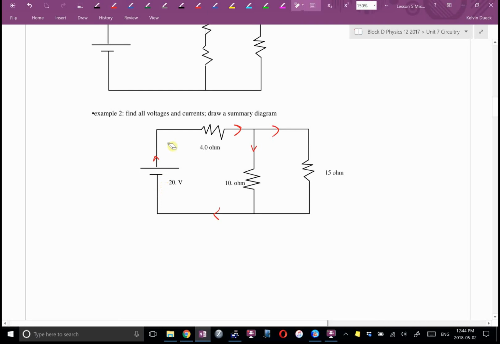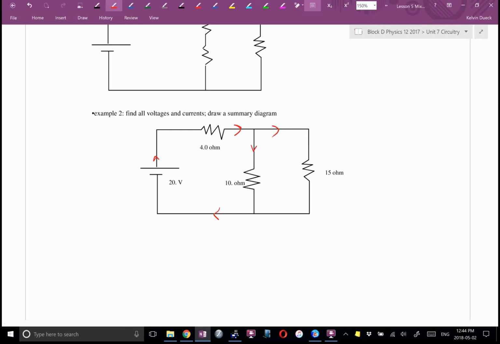Here I start with 20 volts. How many volts do I lose here? Don't know. How many volts do I lose here? Don't know. That didn't help. I could also ski the outer path, and I get the same issue. So my only strategy is going to be to rewrite this.